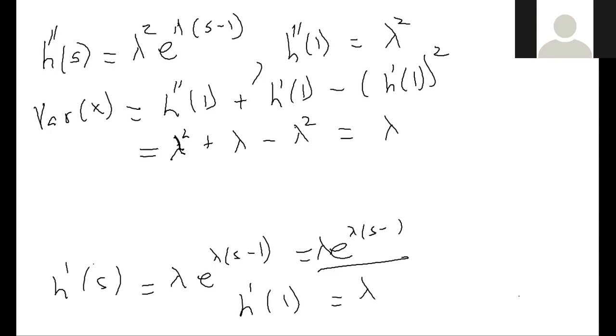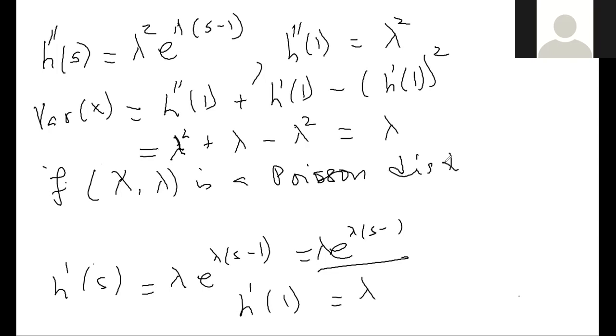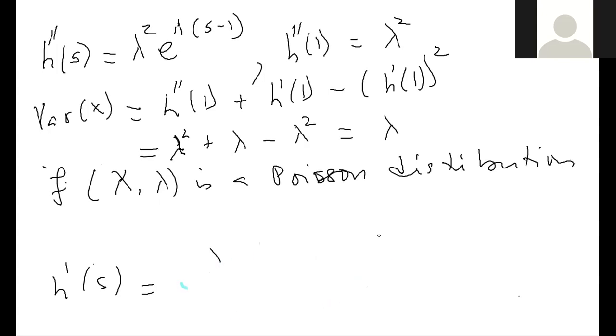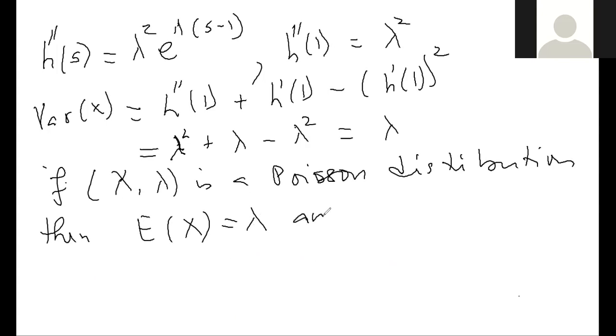The standard deviation is square root of lambda. So if X is a Poisson distribution with parameter lambda, then the mean of X is lambda, the variance of X is lambda, and the standard deviation of X is square root of lambda.